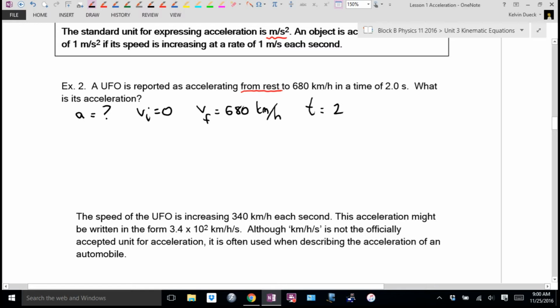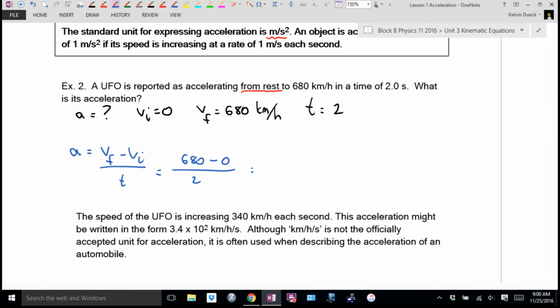Looking for an equation that has A, VI, VF, and T in it. Well, right now we only have one equation. In a few days you'll have a bunch more, but for now I would write A equals VF minus VI over T. I'll get 680 minus 0 all over 2. You know what? I think I can do that one in my head. 680 divided by 2, 340? Yes?